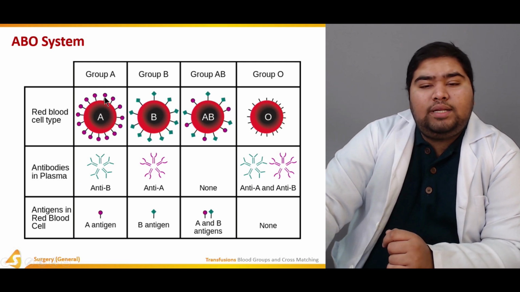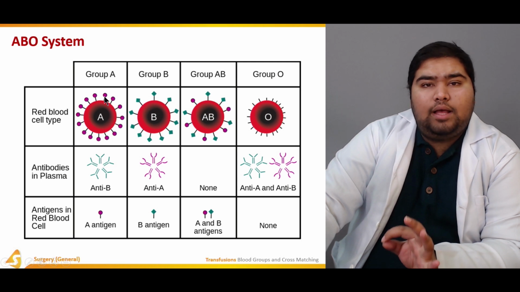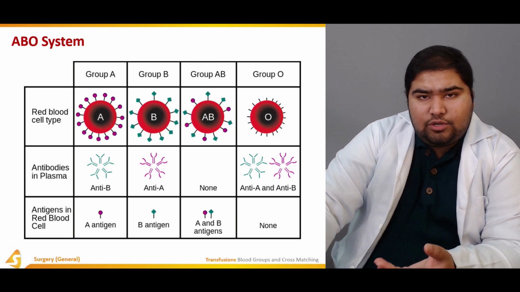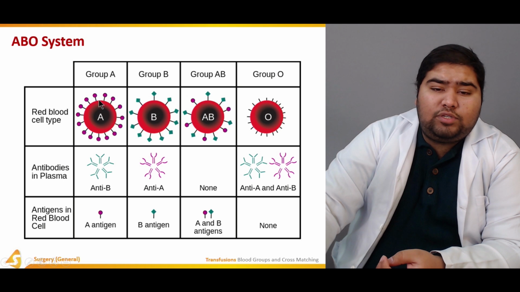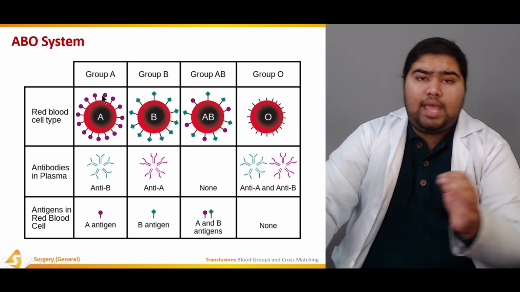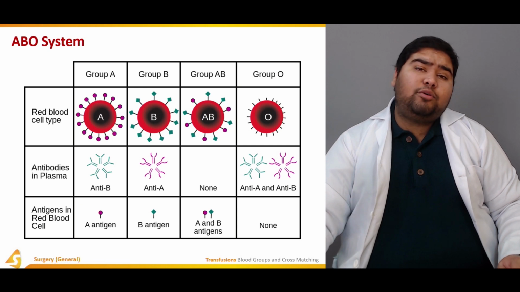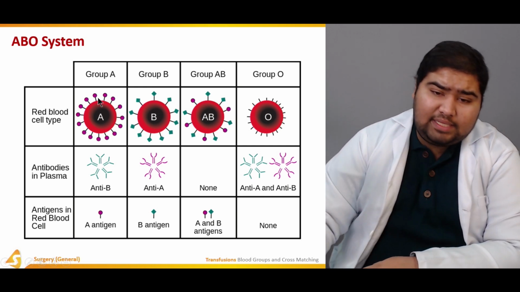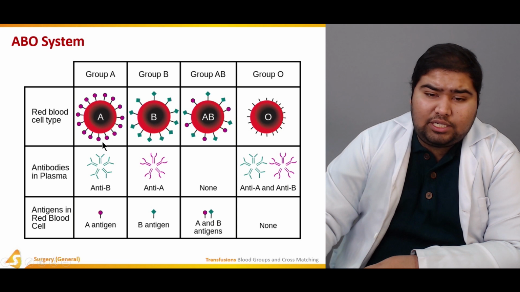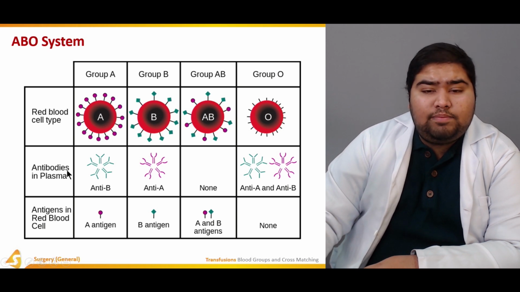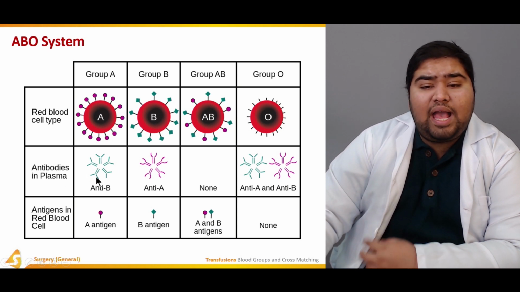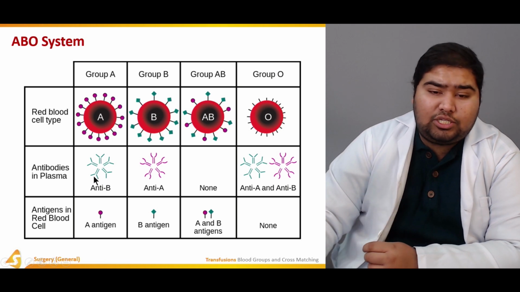So only one type of A residues are expressed on the glycoprotein surface. A carbohydrate molecules are expressed on the surface glycoproteins of the red blood cells. Here you can see these are the A antigens. And in the plasma of the group A, we already have anti-B antibodies.